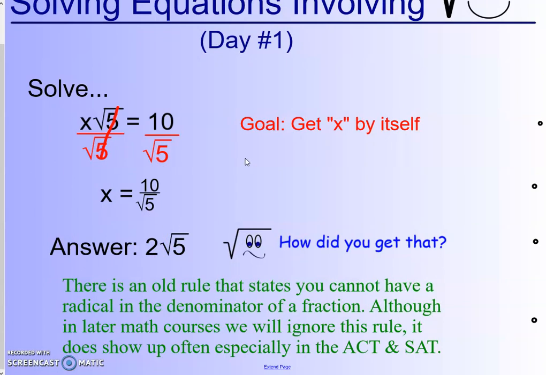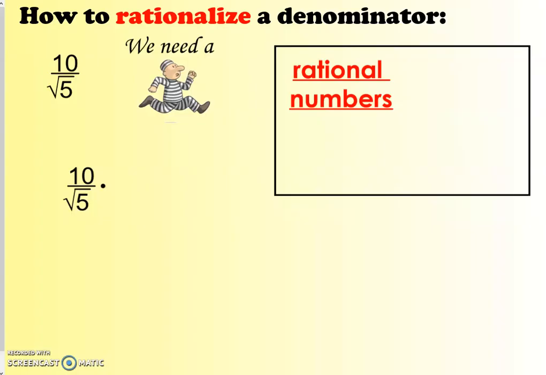There's an old rule back from the days before calculators that states you cannot have a square root or a radical symbol in the denominator of a fraction. Although later on, you'll not worry about this rule, it does show up, and it will show up on the ACT and the SAT. So if you're solving a problem like this on the ACT or SAT and it's multiple choice, instead of seeing this as one of your options, it might be this. And we need to figure out, how do you get that? So let's take a look at how you deal with this square root or radical in the denominator.